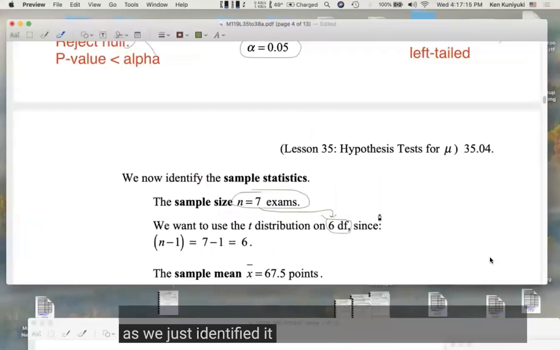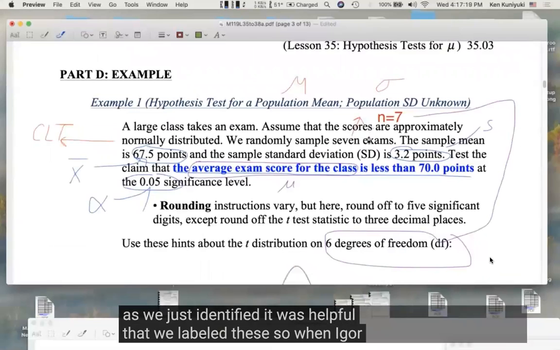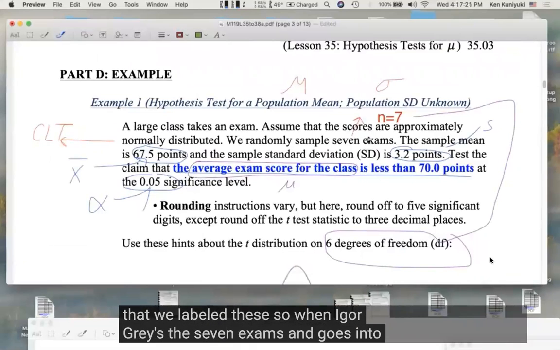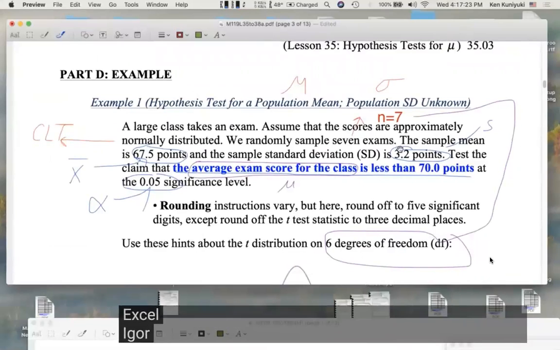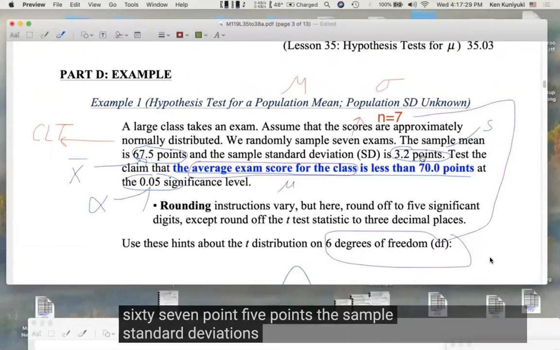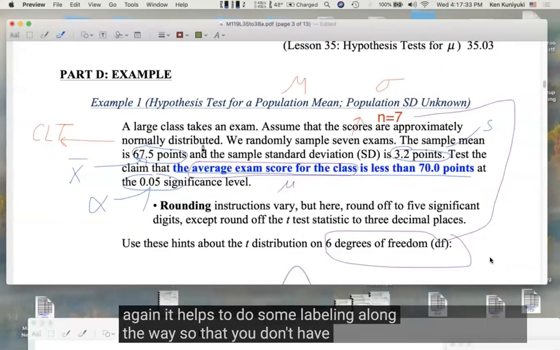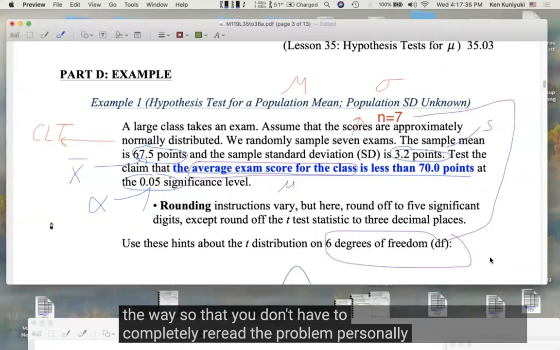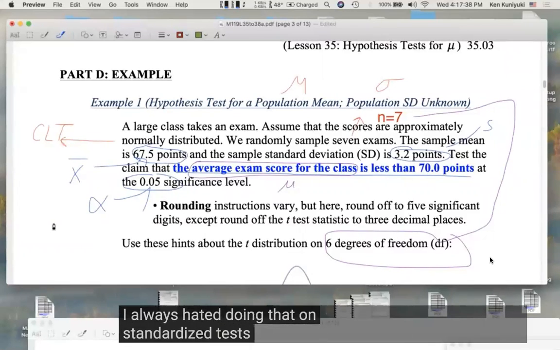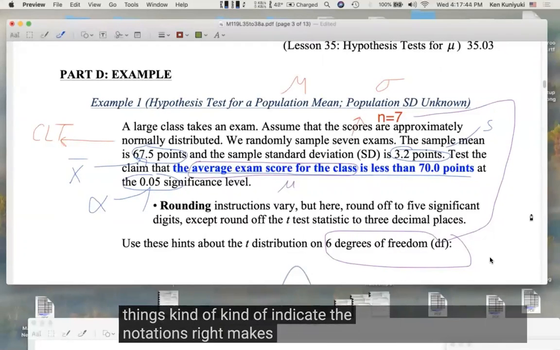As we just identified, it was helpful that we labeled these. So when Igor grades the 7 exams and goes into Excel, Igor finds that the sample mean X bar is 67.5 points. The sample standard dev S is 3.2 points. Again, it helps to do some labeling along the way so that you don't have to completely reread the problem. Personally, I always hated doing that on standardized tests. It's good to indicate things, kind of indicate the notations. Makes it easier.